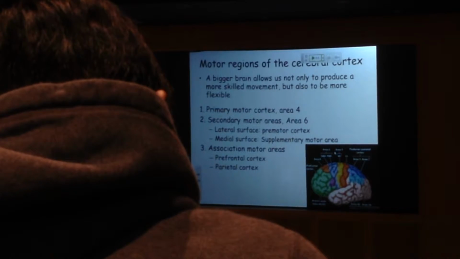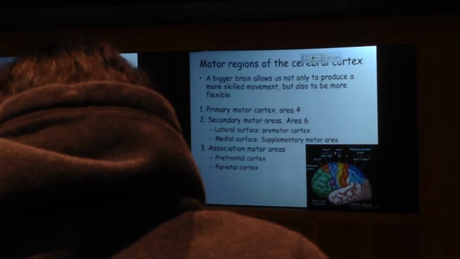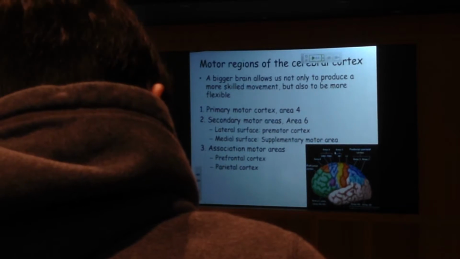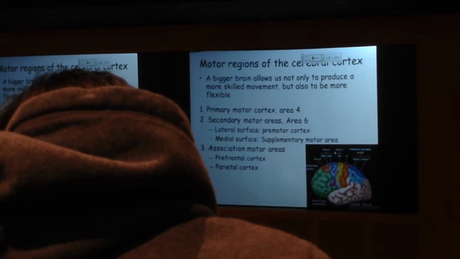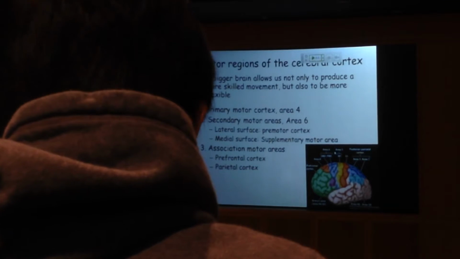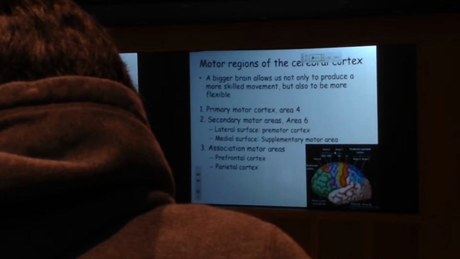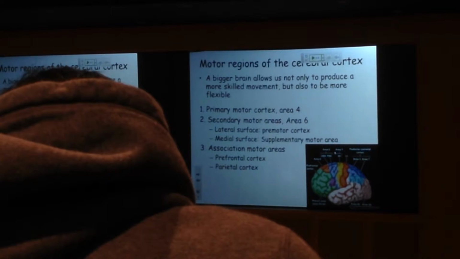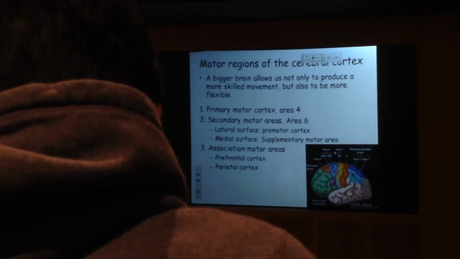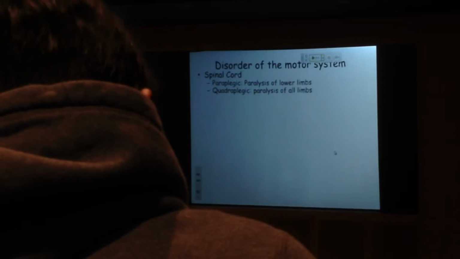And if you look at other regions in your brain, including a large area in the prefrontal cortex and the parietal cortex, we call those association motor cortex. We're going to talk about each of these individually and see how much damage to each will cause motor function changes.